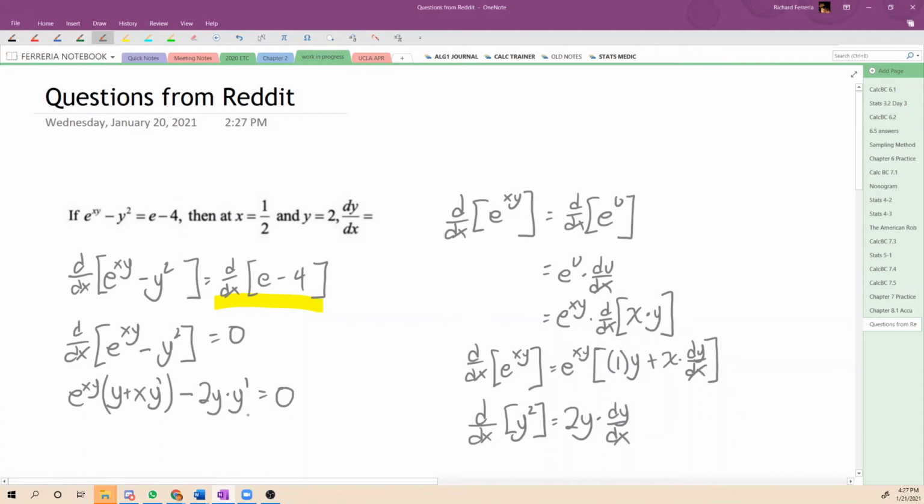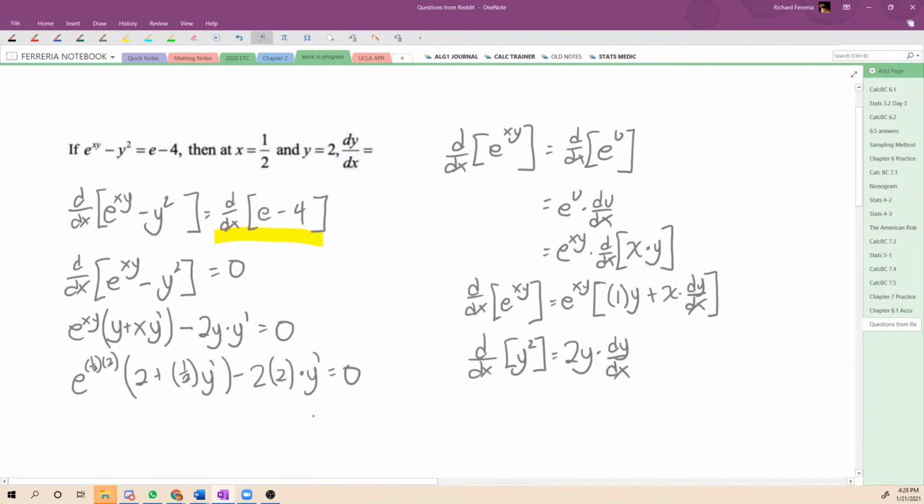And what I find is helpful from here is to substitute all of my values now. So let's substitute 1/2 for x and 2 for y. So that gives me e to the 1/2 times 2 multiplied by 2 plus xy prime, 1/2 times y prime, minus 2 times 2 times y prime.